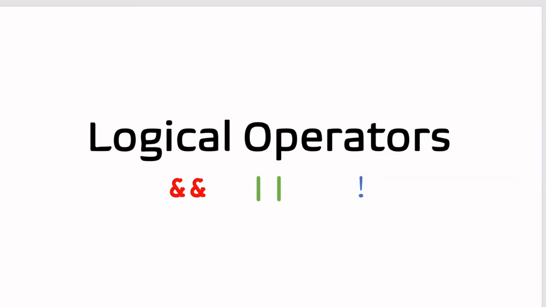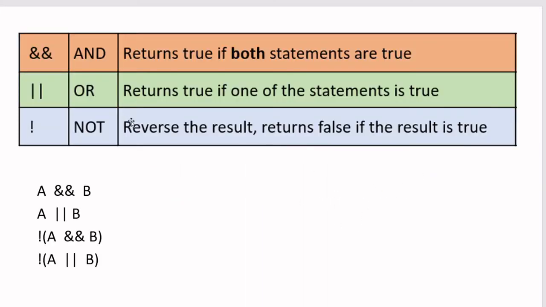Today's topic is logical operators. Now Java has three logical operators which respectively stand for AND, OR, and the NOT operator. Now the results of these operators are similar to their meanings in English, and here's a little table that explains it. So an AND operator returns a true if both statements are true.